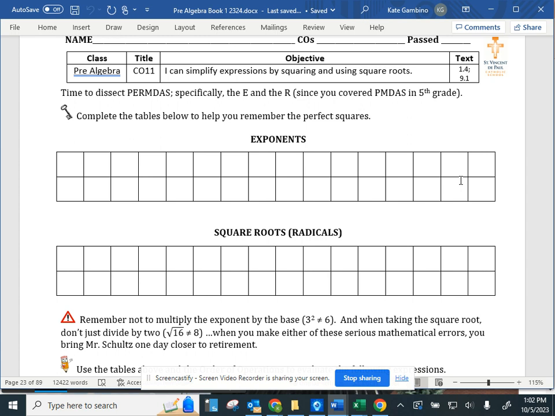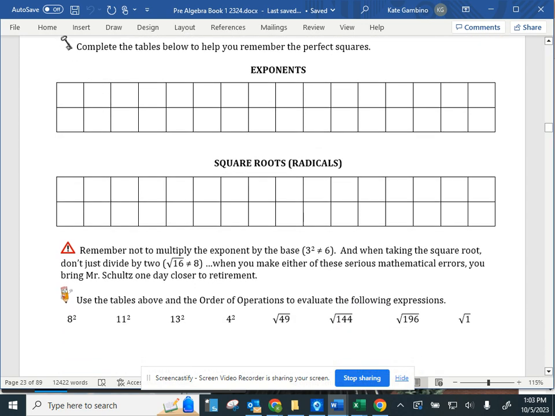So when we look at this, the E and the R that we talked about, complete the tables below to help you remember perfect squares. Perfect squares, I'm going to give you a clue. A little secret about your teacher: they're my favorite numbers. I love perfect squares. Love them. We're going to review perfect squares. Remember, when we square a number, we multiply it by itself.